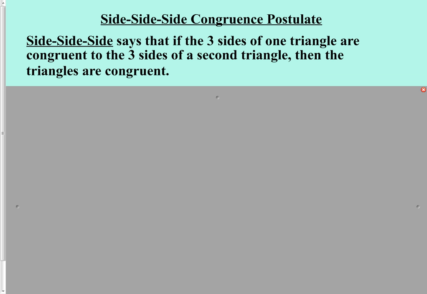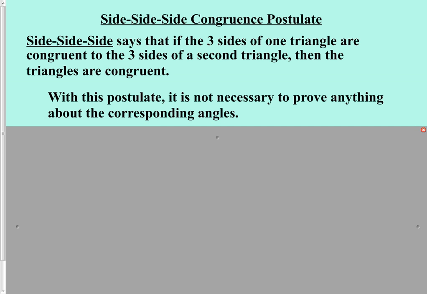Now, that may sound very similar to what we were working on with polygon congruence. So if you're wondering how this is different with triangles than it was with polygons, well, the difference is, if you're paying attention, we do not need to know anything about any of the angle measurements with the side-side-side congruence postulate. It is only the side type information.